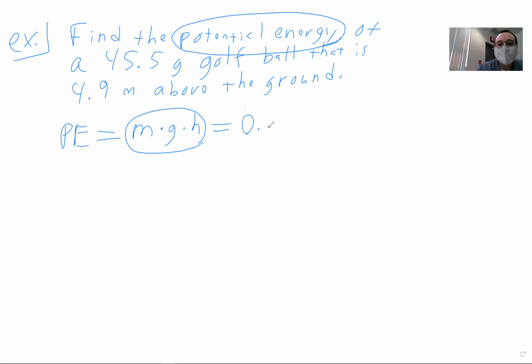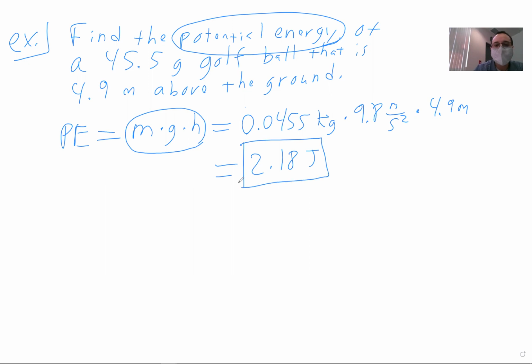So 0.0455 kilograms times gravitational acceleration, which we just know. We know that that's 9.8 meters per second squared. Okay, that's g. Times the height, which is 4.9 meters. Okay, and when we multiply all that out, we get 2.18 joules, okay? 2.18 joules.